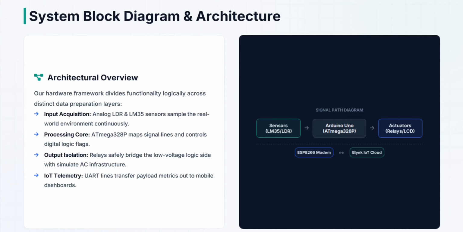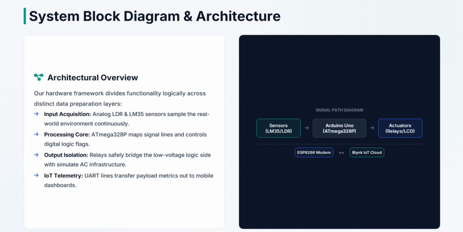The processing unit is the heart of our system: the Arduino Uno, driven by the ATmega328P microcontroller. The Arduino processes these incoming analog signals, runs our embedded firmware logic, and translates them into physical decisions. These decisions are reflected through our output devices.